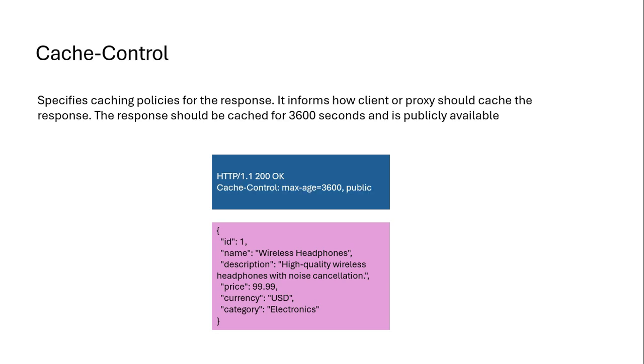Cache control specifies the caching policies for the response. Basically it informs how the client or proxy should cache this response. In the below example, the response is cached for 3600 seconds and it's publicly available.